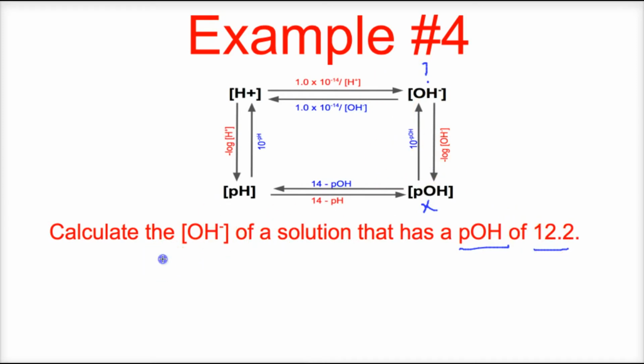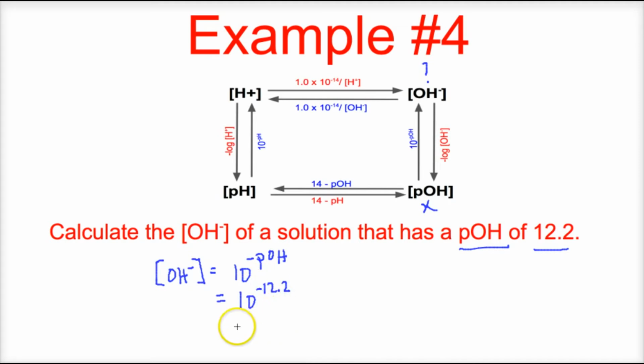So in this problem, to get the OH minus concentration, we take 10 to the negative pOH, which in this problem, the pOH is 12.2.